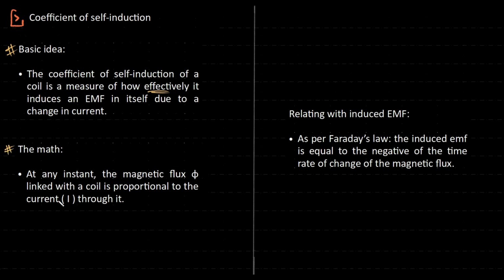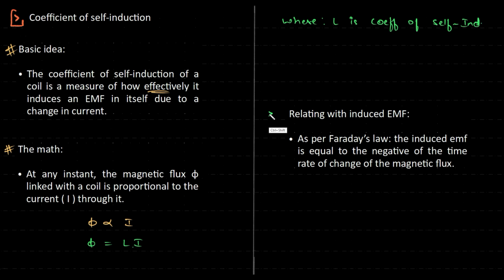Okay guys, so let's look at the mathematical aspect. It's quite simple actually. See, any flux is related to current, right? That's the whole idea. Because current produces a magnetic field, any magnetic flux is related to current. So can I write this as some constant L times I? And this constant turns out to be your coefficient of self-inductance.